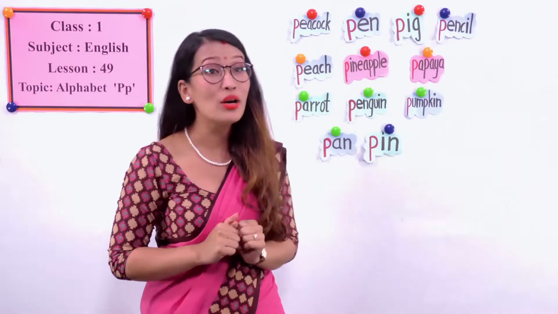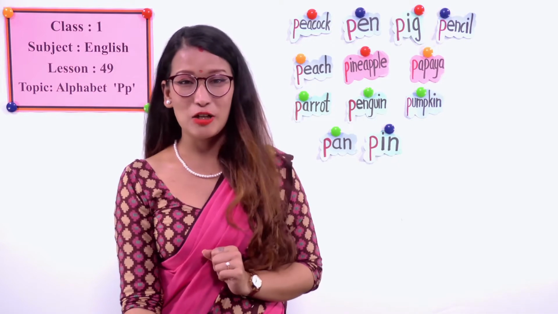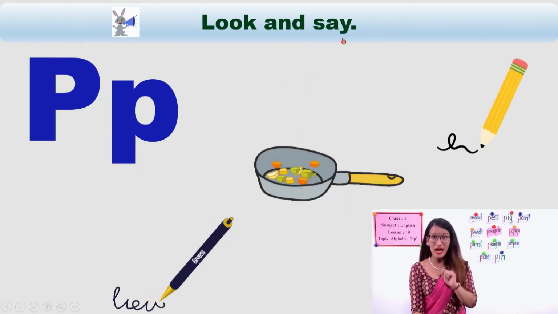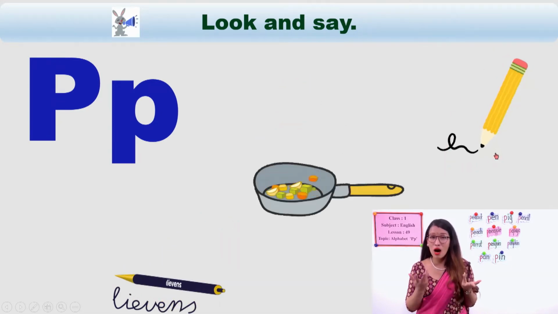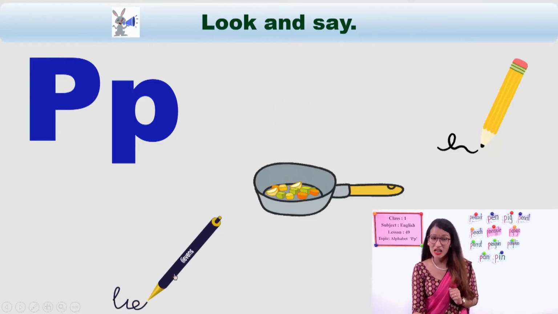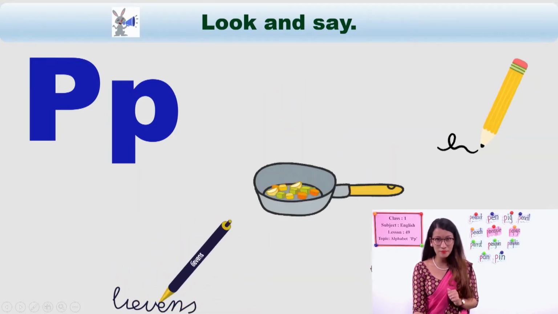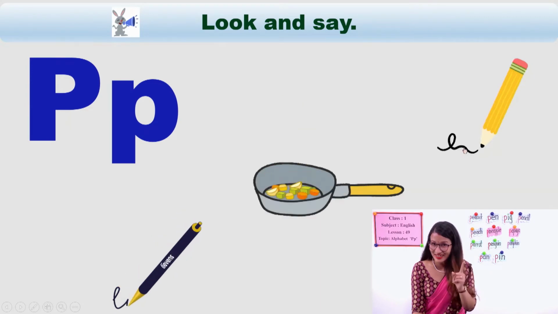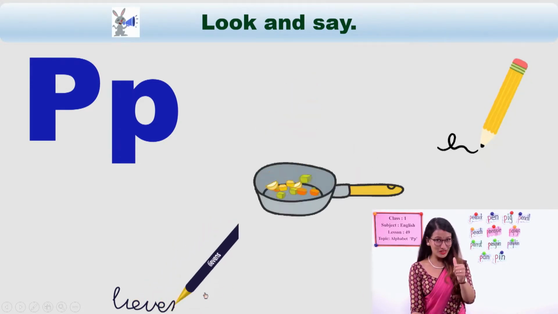Okay. Now, let us see what is here. Are you ready to see? Look and say. Look at the picture and say what the name is. Look at this picture. What is this? Do you know? Can you name it? Name this. Good. Excellent. This one? Good. Now check.